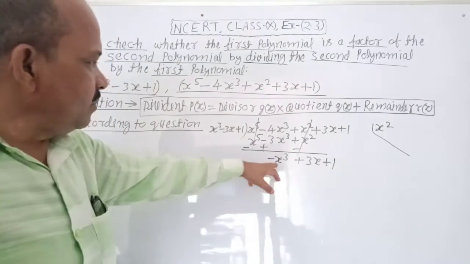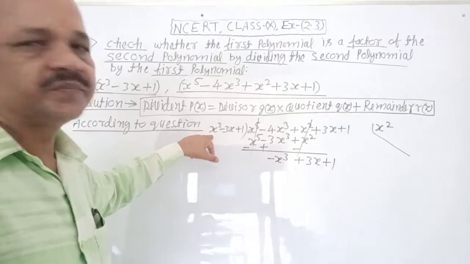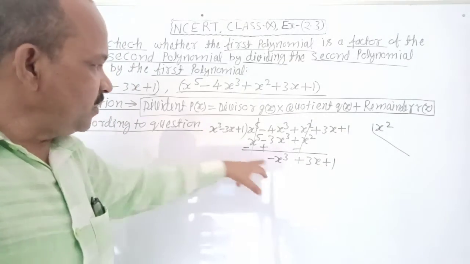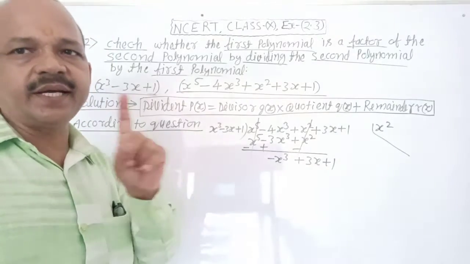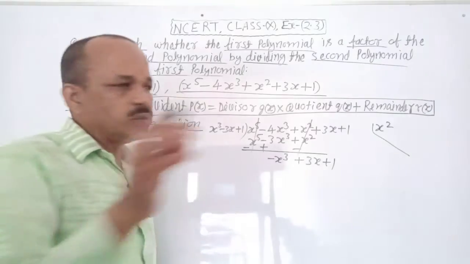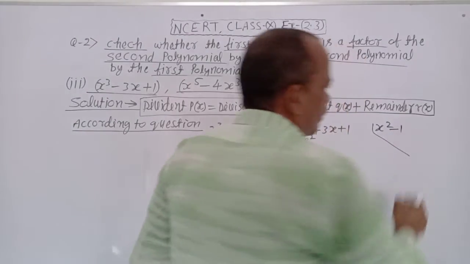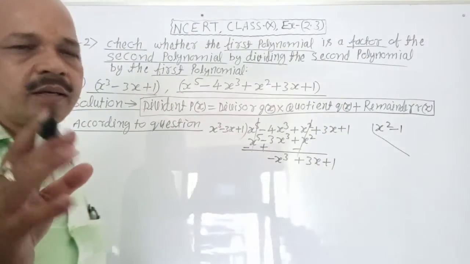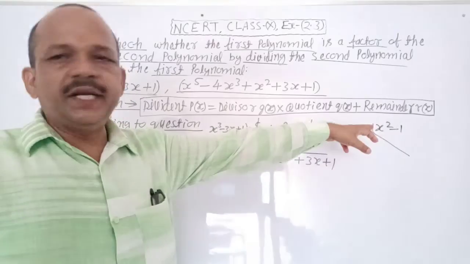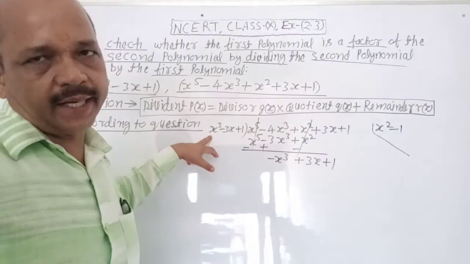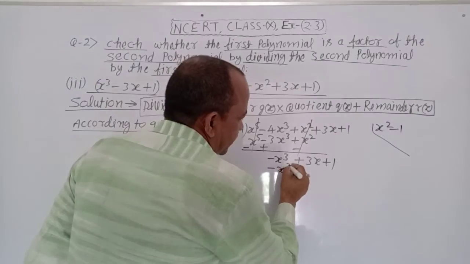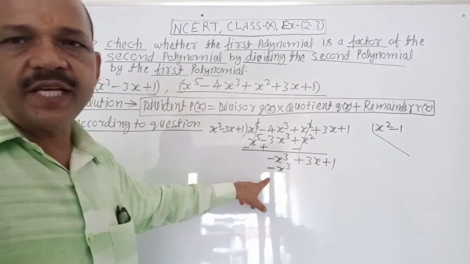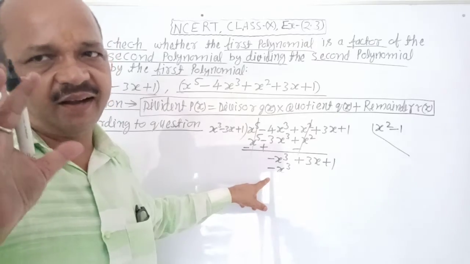Here minus x cube and here x cube. You divide minus x cube by x cube. You find minus 1, so you write here minus 1. Now you multiply minus 1 and x cube, it becomes minus x cube. Write here minus x cube. Both are same. It means your process is correct.